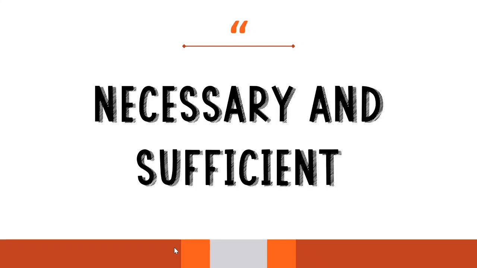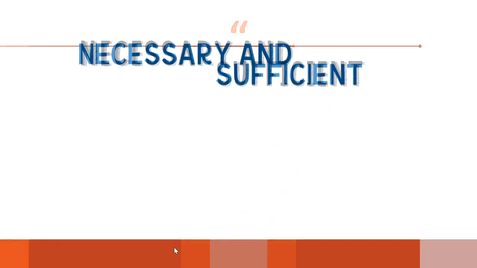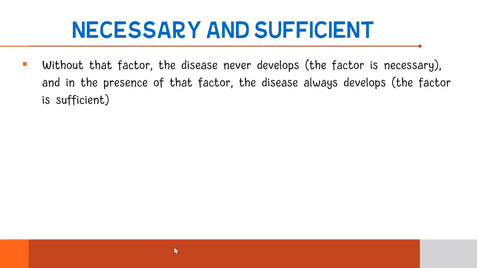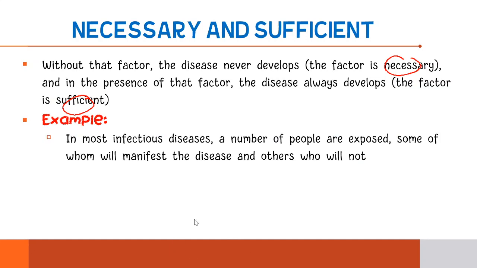So let us start with the necessary and sufficient. Now, necessary and sufficient means that without the factor, the disease will never develop, and in the presence of that factor, the disease will always develop. So, the first definition is actually referring to necessary, and the other is referring to sufficient. Basically, this type of causal relationship is actually very rare, but let me try to give you some examples of this one.